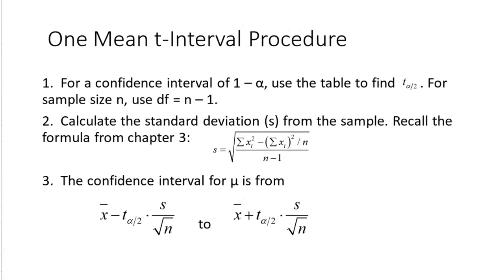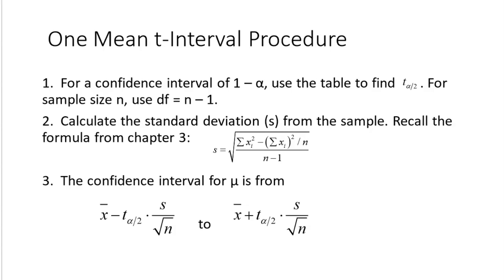All right, so let's take a look at the one mean t-interval procedure. This is the one mean interval procedure. So the first thing is you need to figure out the alpha from your confidence level. So for a confidence level of 1 minus alpha, you're going to find t alpha over 2. Find your degrees of freedom by subtracting 1 from the sample size. If the problem's nice, they'll give you the sample standard deviation. If not, then you're going to have to calculate that standard deviation for the sample.